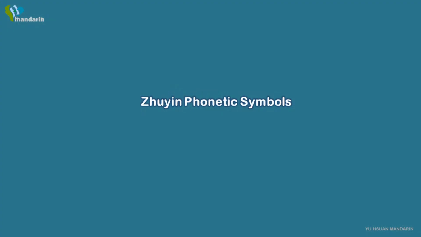Okay, let's check the 37 Zhuyin phonetic symbols. And please remember to turn on your subtitles to check the Zhuyin phonetic symbols and Chinese characters in the sentences.